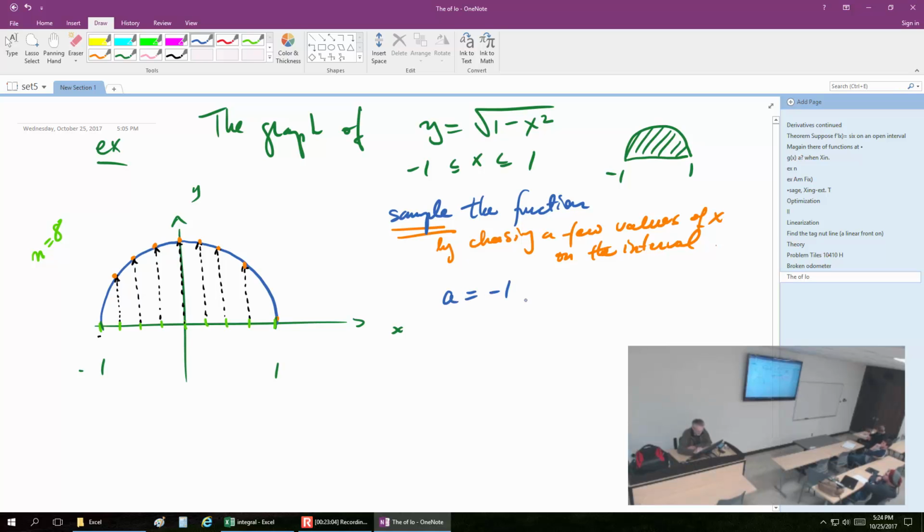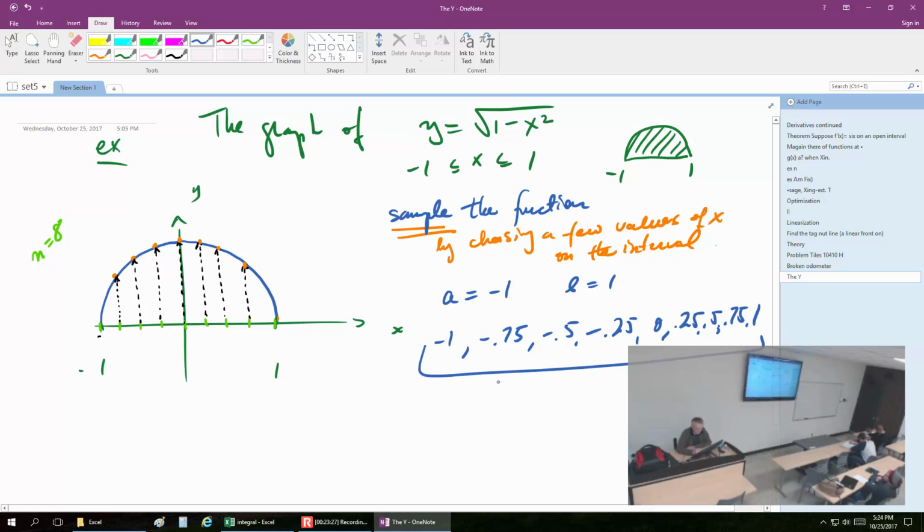Interval a is equal to -1, b is equal to 1, and there's a bunch of numbers between them, followed by 1/4 at a time. So it will be -1, -0.75, -0.5, -0.25, 0, 0.25, 0.5, 0.75, and finally 1. These are the endpoints of the intervals. Once again, you have 9 of them: 1, 2, 3, 4, 5, 6, 7, 8, 9.